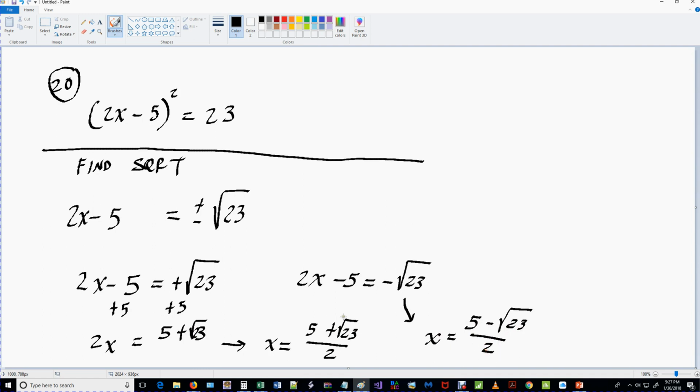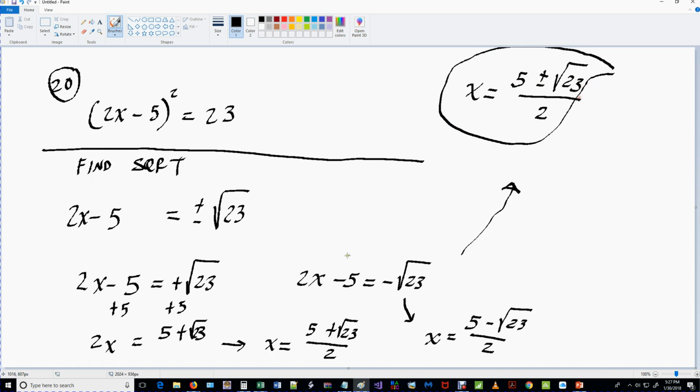Now that's perfectly alright if you leave them like this. You actually have two solutions, right? 5 plus the square root of 23 divided by 2, and 5 minus the square root of 23 divided by 2. But you can also write it as one expression by dividing by 2: 5 plus or minus the square root of 23, all over 2. So either one is correct, and that gives you two solutions, right? One of the solutions is like this one, and the other solution is like this one.